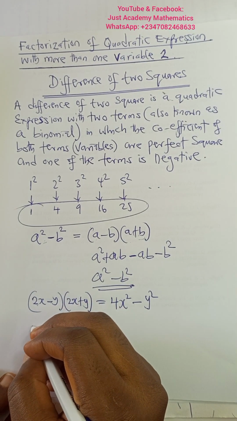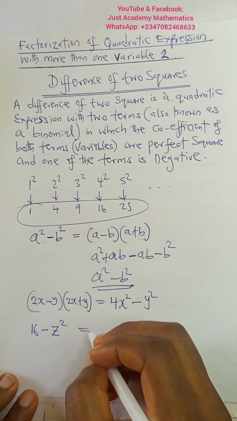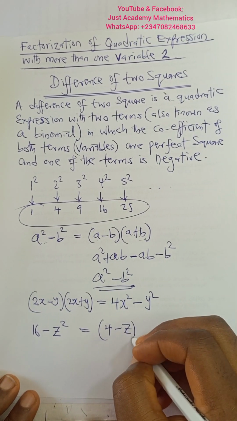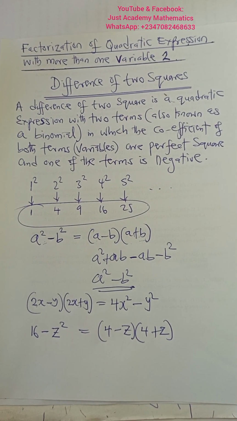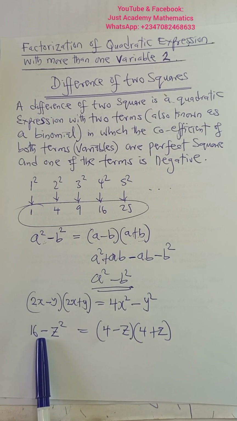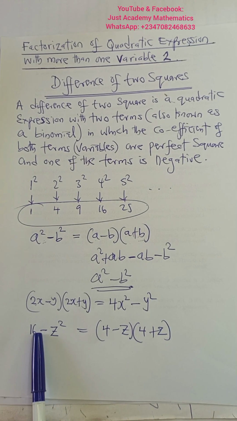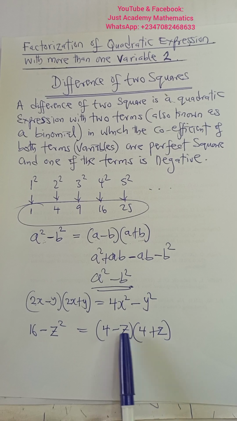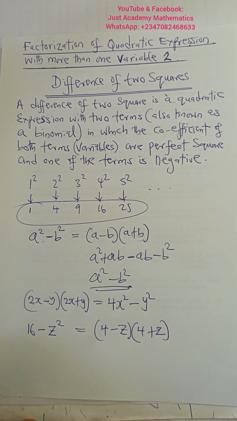So if I have 16 minus z square, what is it in this bracket form? This will give me 4 minus z times 4 plus z. So you just have to know it. That is what we call difference of two square. The expansion of this will give you this. This time this will give you the 16. So if you expand this now, you get this. So when you see something like this, where the bracket is the same, one is negative, one is positive, you don't need to expand. Just know that it's difference of two square.